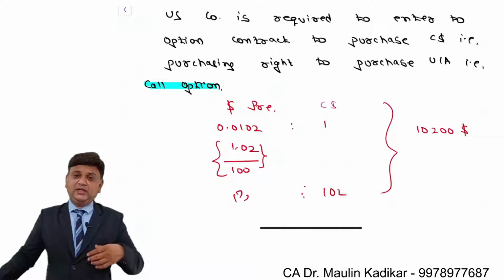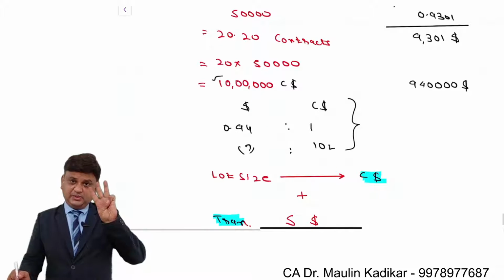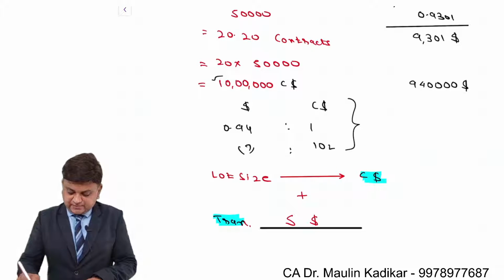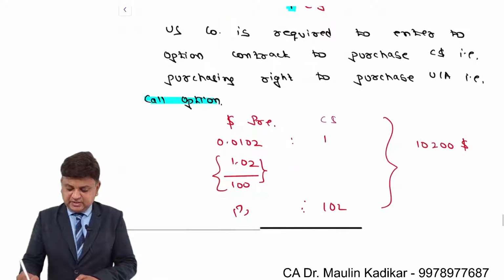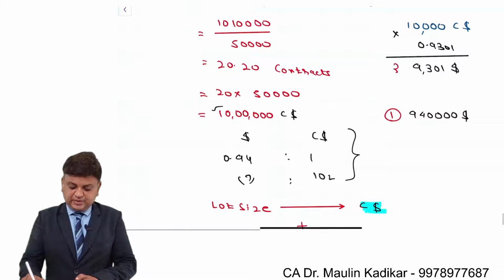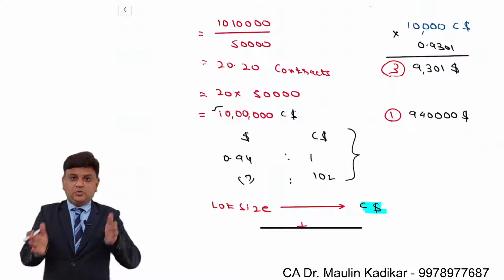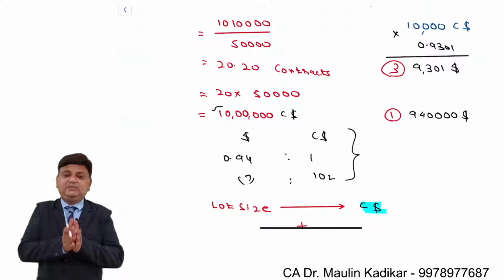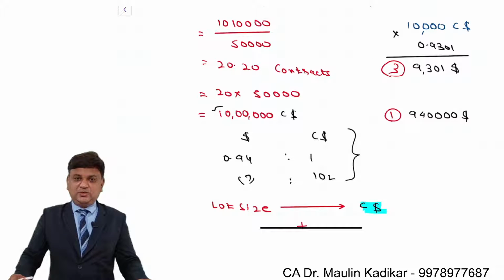So if you enter into the option contract, then in that case basically there are three expenses. One is the payment that you are going to make in the option contract, second that you are going to make the payment of the premium, and third you are going to purchase Canadian dollar currency from the spot market. Total of these three is the maximum cost that you will have if you enter into the option contract. This is what we understand.